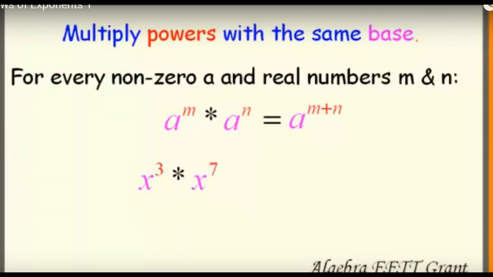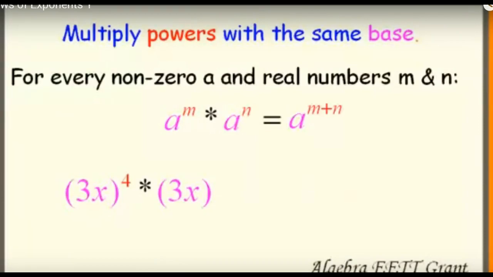Let's look at a second example. Now this time I don't even know what the base is. It's some unknown x. So we have x cubed times x to the 7th. Well, the great thing about this rule is it doesn't matter what the base is, whether it be a number or whether it be a variable. If they have the same base, and in this case they're both x, we still can combine the exponents. And 3 plus 7 will give us x to the 10th.